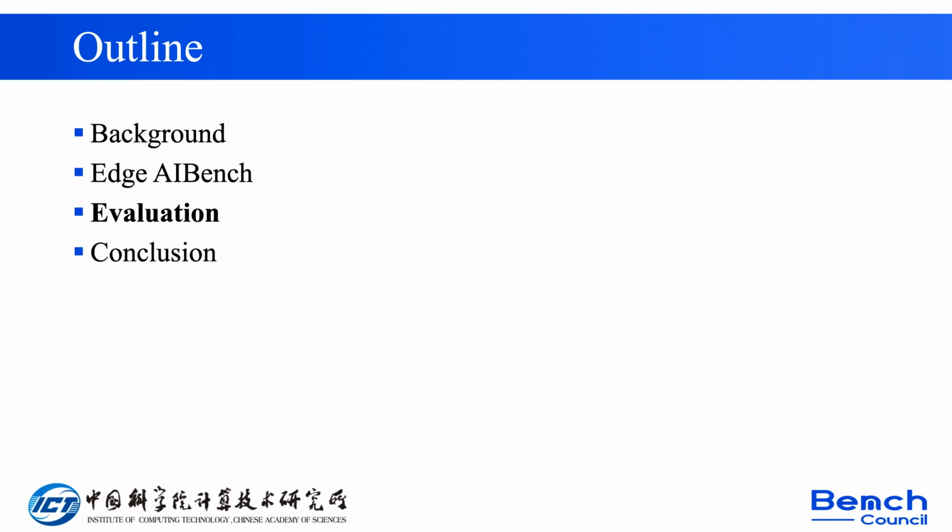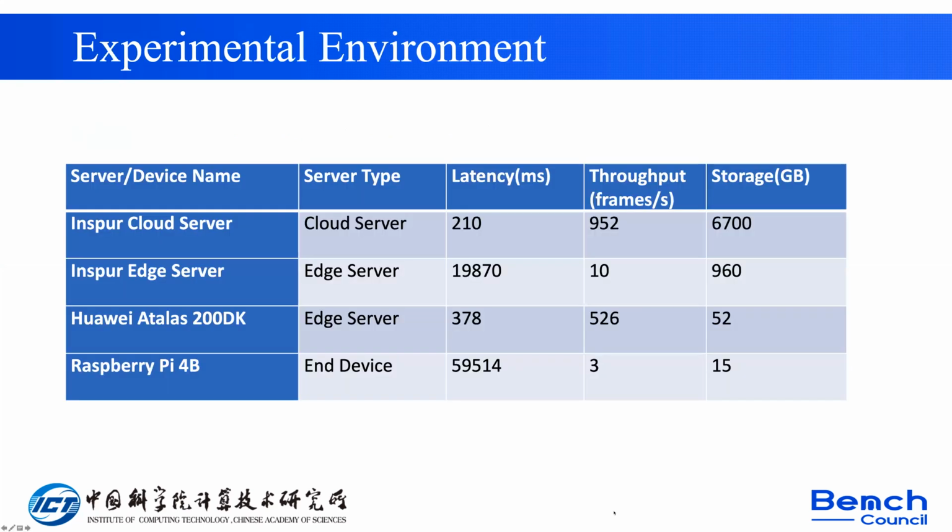We also conduct some experiments using Edge AIBench. We construct the experimental environment to simulate the realistic cloud edge computing scenario. Additionally, we assume that the cloud server has the highest computation ability. The edge server's performance is lower, and the end device's performance is the lowest. And meanwhile, the cloud server has a longer distance to the end device than the edge server. This is our experimental environment.